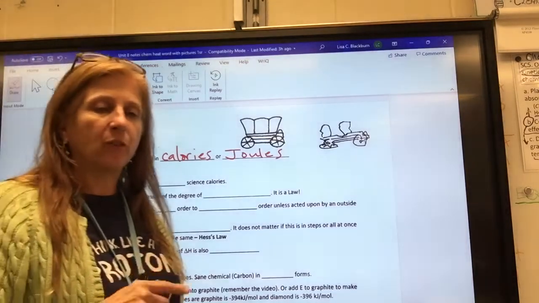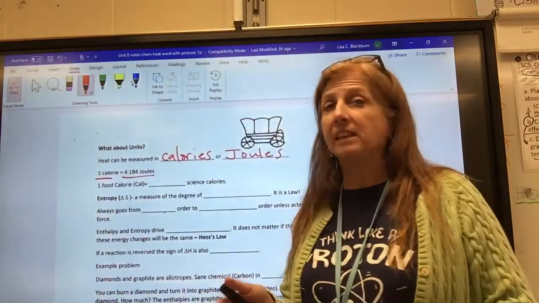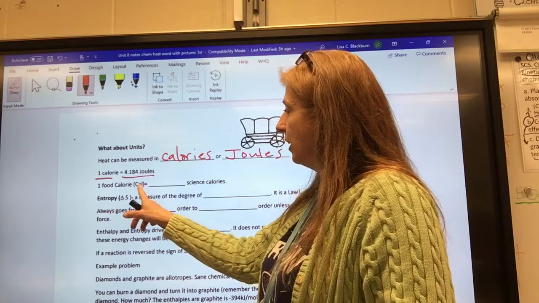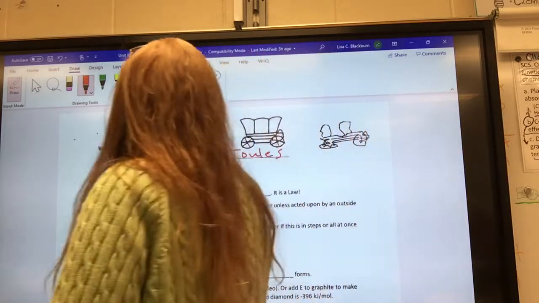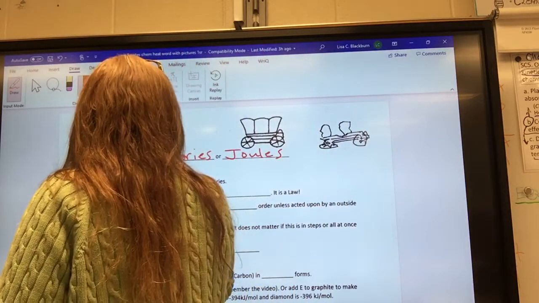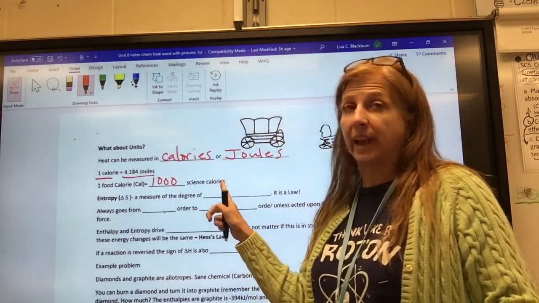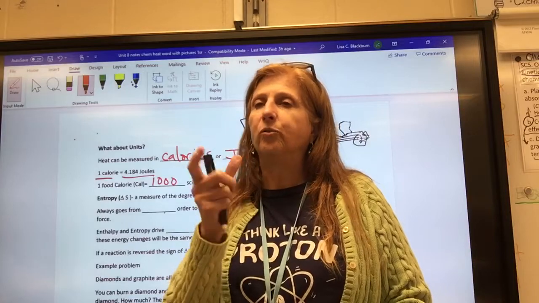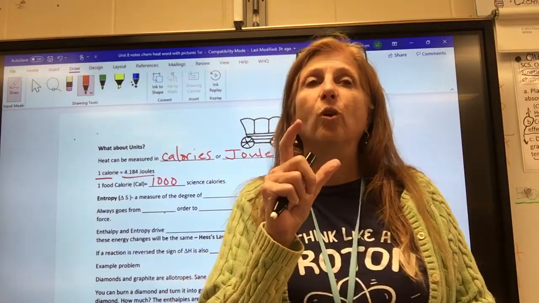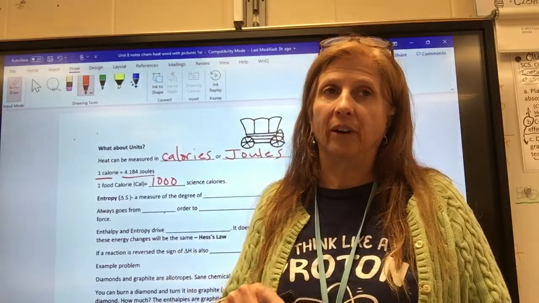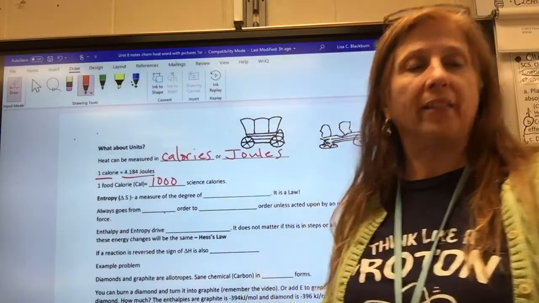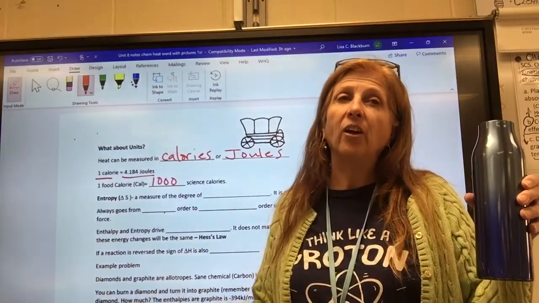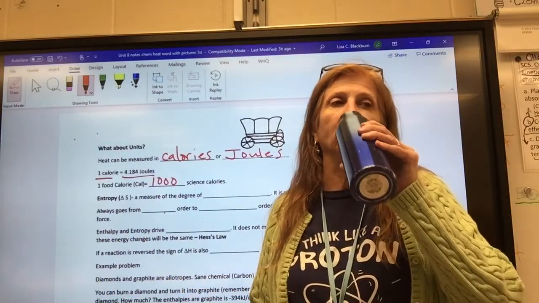But there's the thing about it. The calories you've heard about are not physics calories. A food calorie is written with a capital C, equals 1,000 science calories with a lowercase c. So like your Snickers bar that says it's 240 calories is 240,000 physics calories. But the food industry didn't want to write that on your Snickers bar. They thought that might make you not want to eat it. So they changed it and divided it by 1,000.